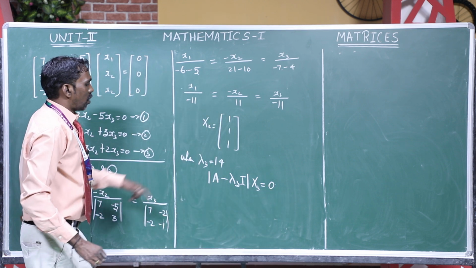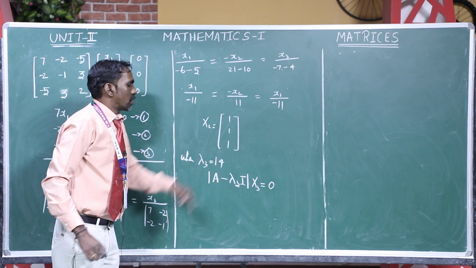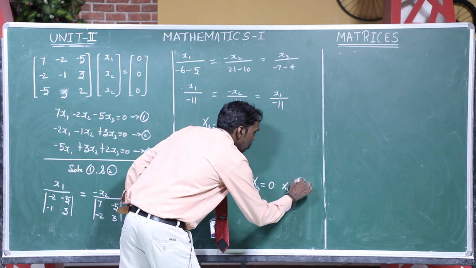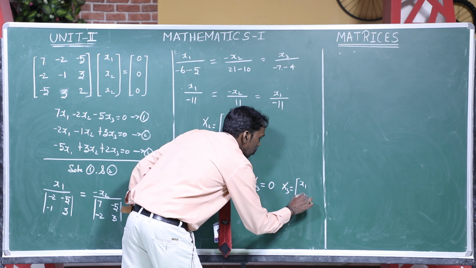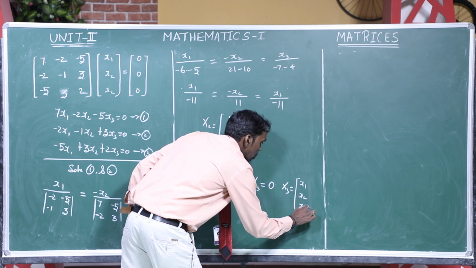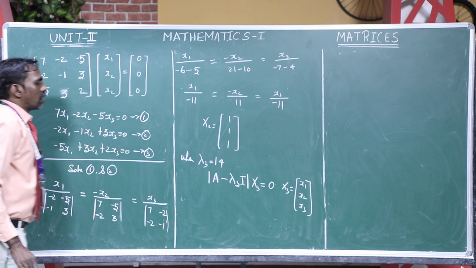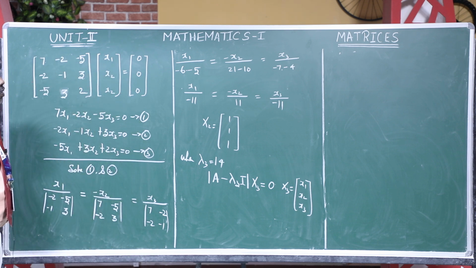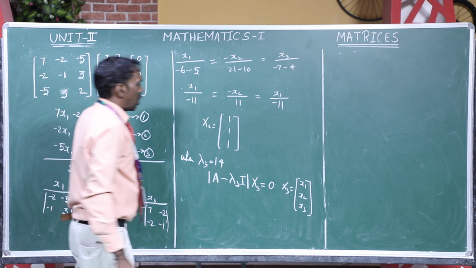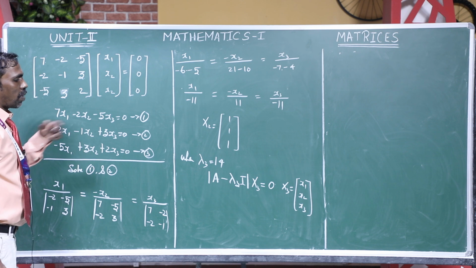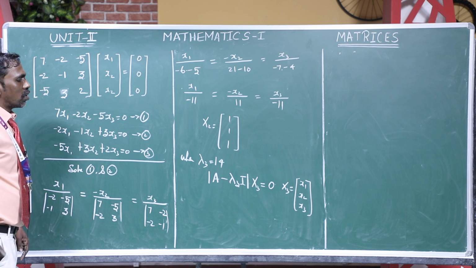What is our lambda 3? You know very well. What is A? What is capital X3? Here capital X3 will be small x1, small x2, small x3. You know very well what A is and what lambda 3 is. So what about your I? I is a unit matrix. Here lambda 3 we got as 14. Capital X will be small x1, small x2, small x3 like that.